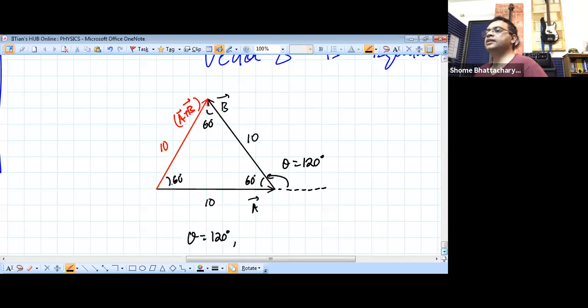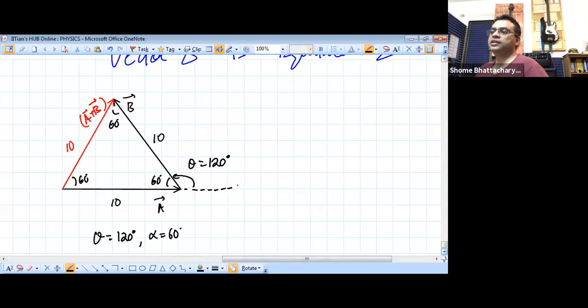And the angle that A is making with A plus B is 60 degrees. Don't make the mistake of saying that theta is 60 here, because A is a vector pointing in this direction, and B is a vector like this. So the angle between them is not 60. The angle between them is 120 degrees. They are 10.